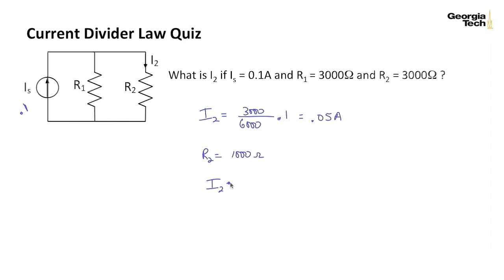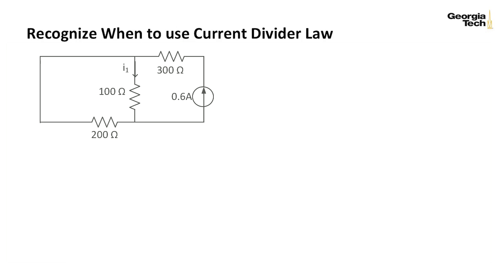Then I2 would be equal to 3,000, again, it's the opposite resistor, over the sum, which is now 4,000, times 0.1, the source, and that gives 0.075 amps. So the current actually went up. So the proportion that went to R2 got larger because the resistance went down, so more current's going to want to flow that direction. Now I want you to recognize when to use the current divider law.